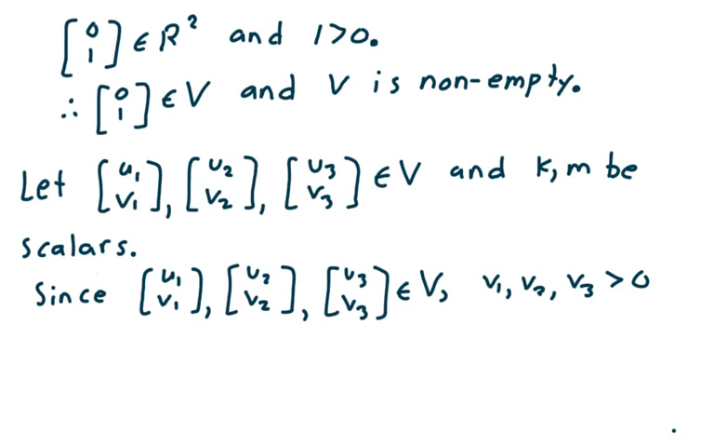Okay, now here's how we're going to start this. Let column vectors (u1, v1), (u2, v2), and (u3, v3) belong to V, and k and m be scalars. Since those column vectors belong to V, we can say that those second components are positive. So in other words, we can say v1, v2, and v3 are all positive.